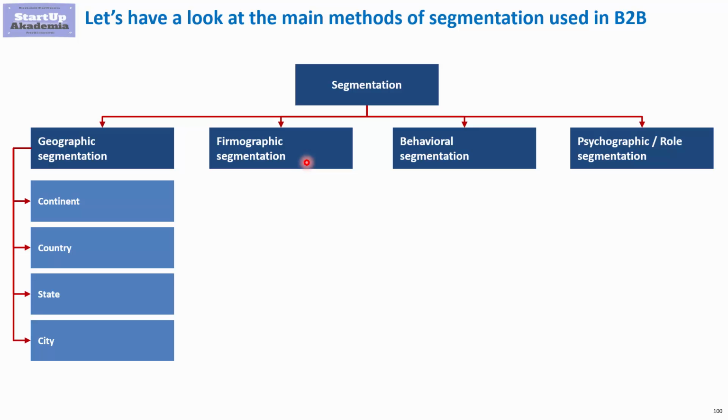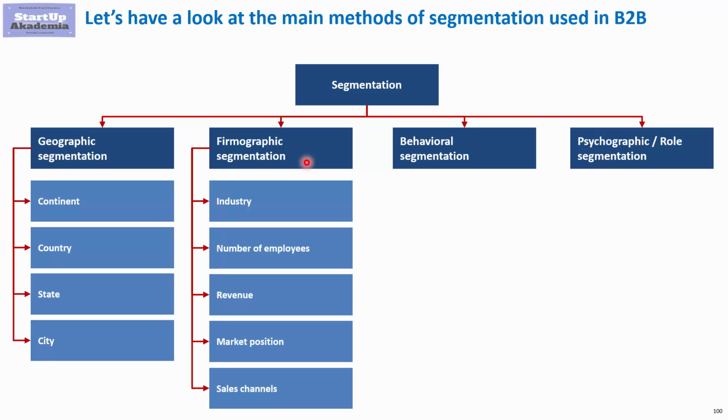Firmographic segmentation differs drastically. So here we could segment, for example, by industries from which the customer is, number of employees, revenue, how much he's buying, market position, and we can also group them by sales channels.